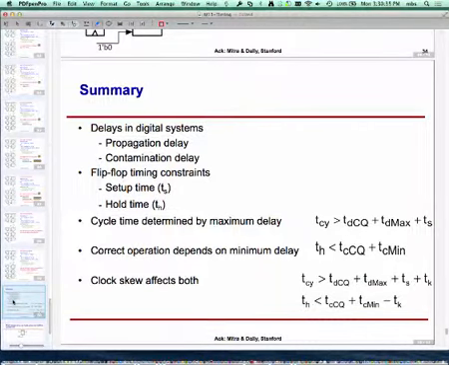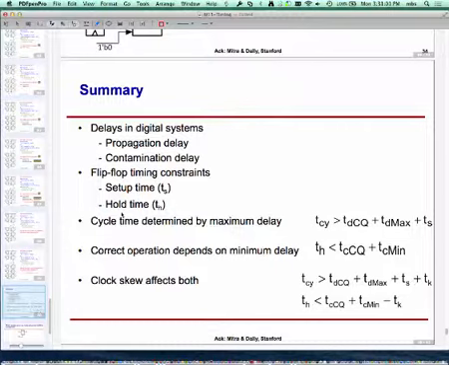Okay, so in summary, delays are a nuisance in digital systems. Propagation delay and contamination delay are the two things which characterize combinational delay. For flip-flops, which are at the heart of all sequential logic, you have two additional things to worry about: setup and hold time, which together define a period of time in which data should not change.